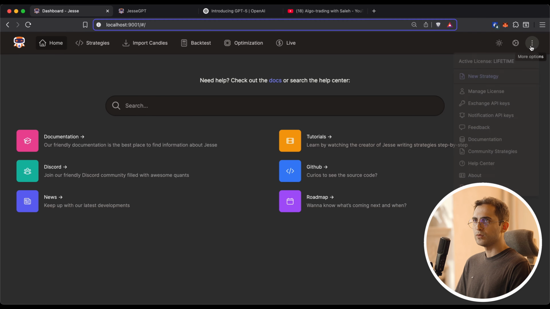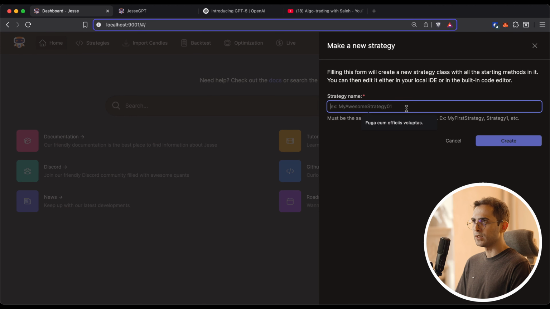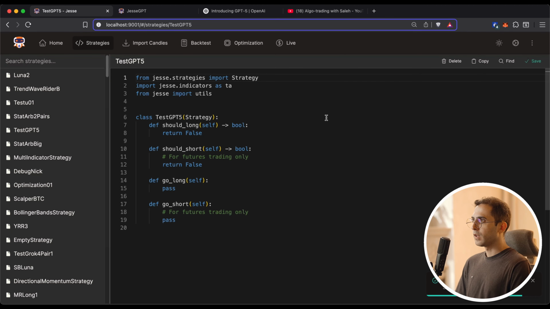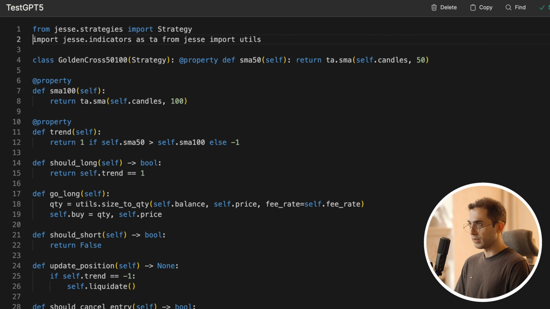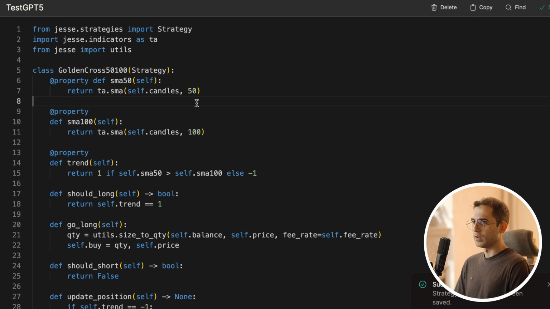All right, so let's go to Jesse's dashboard and create a new strategy, and I'm gonna name it Test GPT-5 and paste the whole thing here. Now the formatting is a bit off. I don't know why this happened. So I'm gonna fix this manually. All right, so I believe this should work. Okay, so let's give it a read.